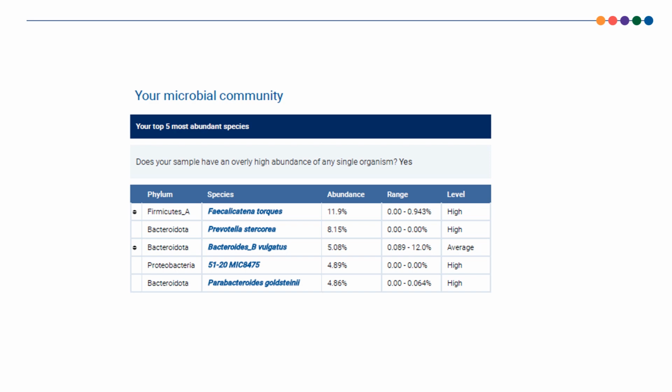Next in the report overview is a quick snapshot of the 5 most abundant species. Here we see the question, does your sample have an overly high abundance of any single organism? In order for that to be a yes, an organism's abundance has to be greater than 10%. In this example, we see one organism that is greater than 10%. This relates back to the topic of diversity that we just talked about. In general, it is beneficial if a single bacteria does not dominate, and eating a varied diet helps with diversity. If interested, you can read more about these individual bacteria at the end of the report.